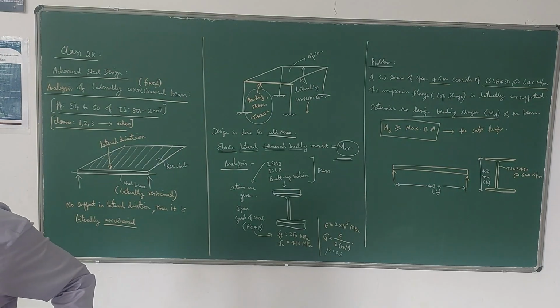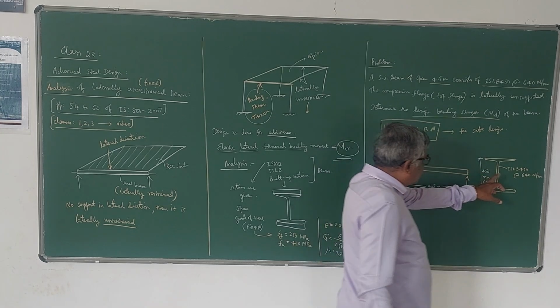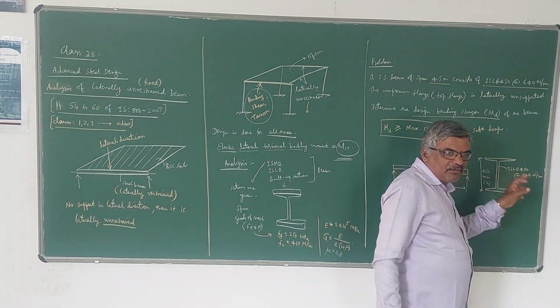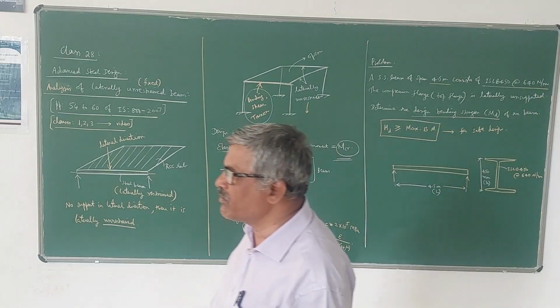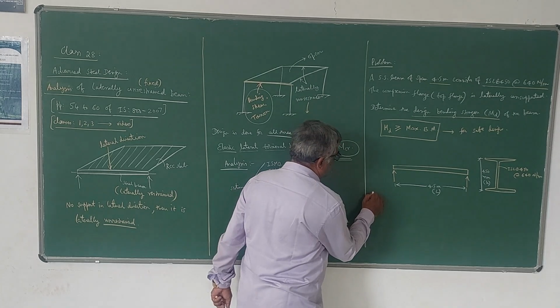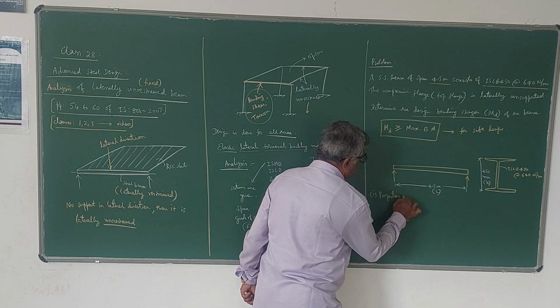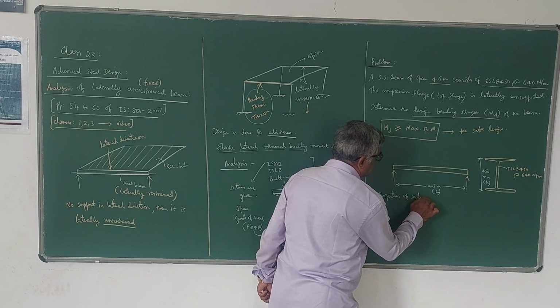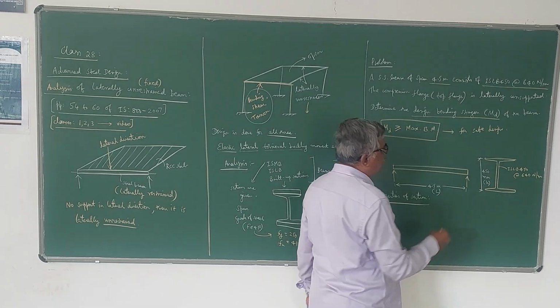Now let us write down the first step. We have to write down the properties of this section. It is available in the code book as well as in steel tables. We can refer to either steel tables or IS 800. So the first step is properties of section. This is the section. You write down the different properties.